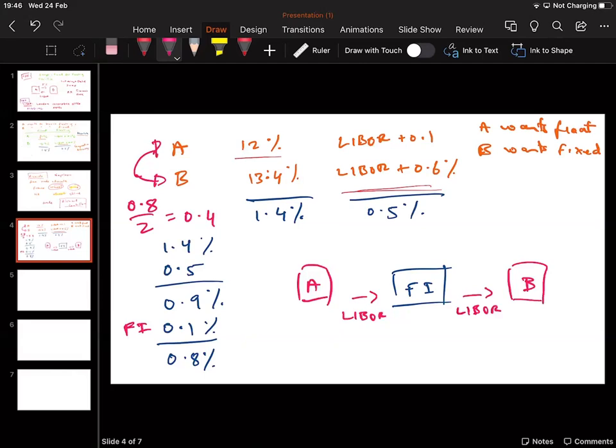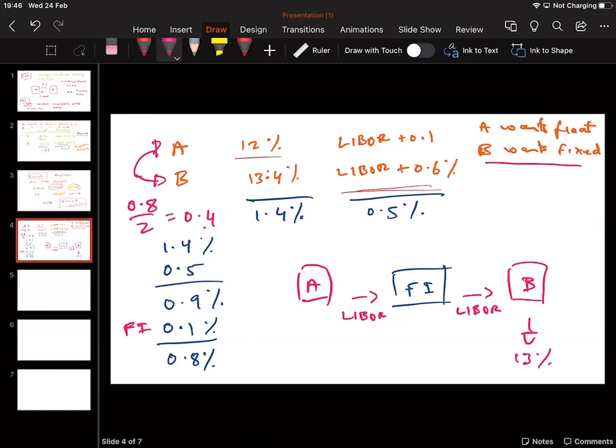Then we would say A wants fixed, and currently B would pay 13.4% fixed. So to give them the benefit of this 0.4, B should end up with 13%, paying 13% net.